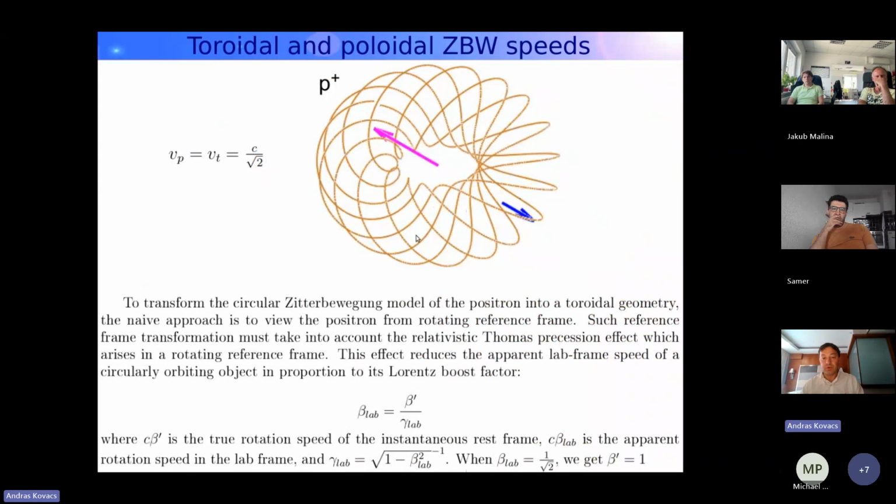So you would have to rotate as fast as the speed of light due to the Thomas precession effect to catch up with the proton. And you can see that this is exactly what we want, because this means that we have a proper Zitterbewegung in the toroidal direction, which is actually the speed of light in the rotating reference frame. So, for this argument, we assign c over square root of 2 to the poloidal and toroidal speeds.